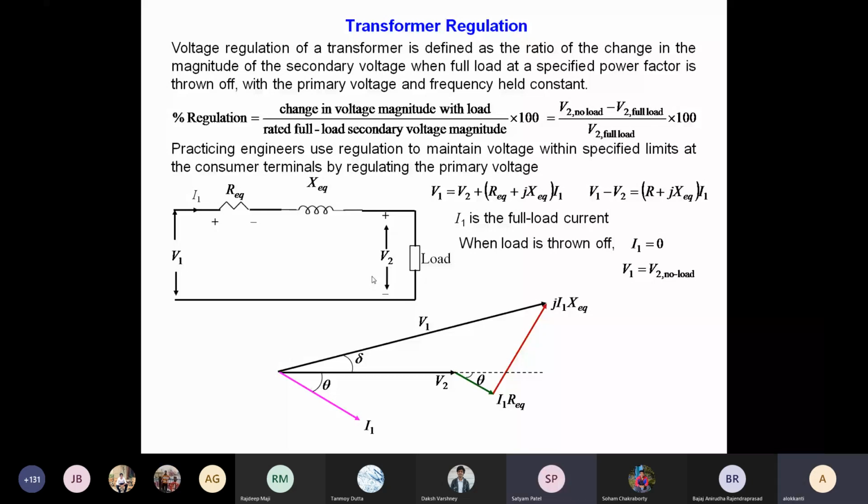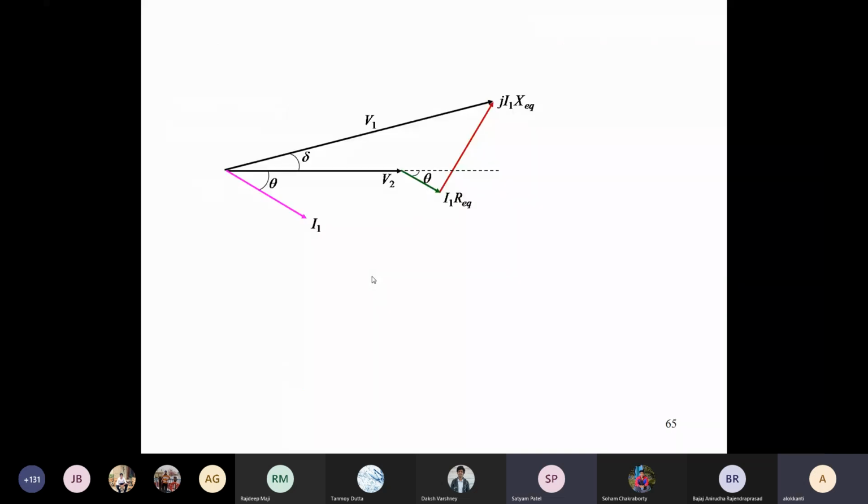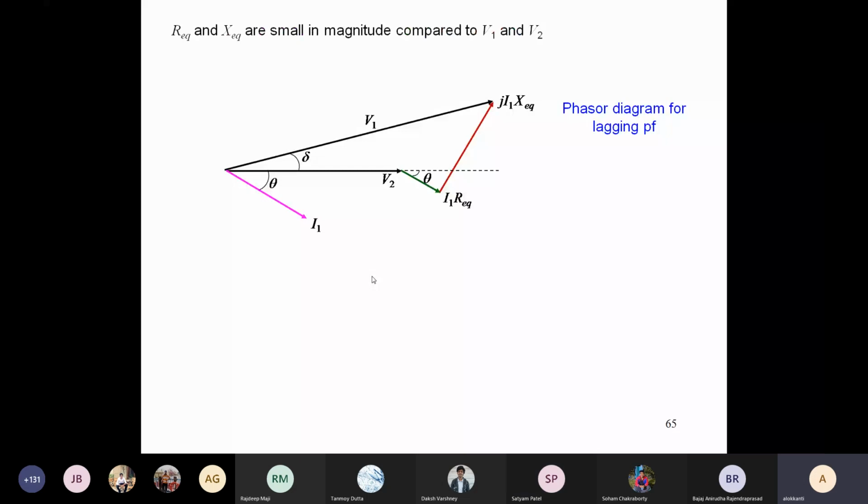So we have this circuit from our earlier condition. This is basically the phasor diagram for the lagging power factor. When you have a lagging power factor, we have assumed that I1 is lagging V2, and we have arrived at this phasor diagram. Now, this REQ and XEQ are small in magnitude as compared to V1 and V2.